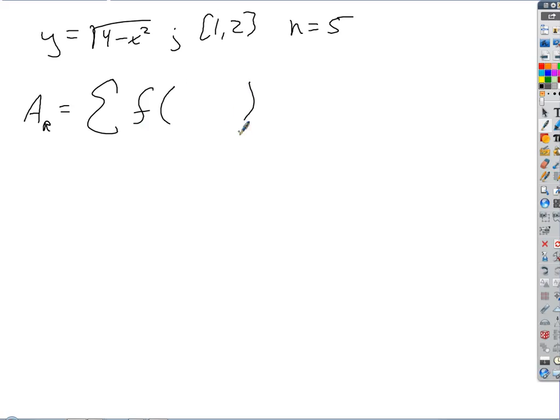F of x sub i, right? Which is what in terms of a and b? x sub i is a plus i delta x, times delta x, right? As i goes from 1 to 5 in this case. Okay, what's delta x going to be? 1/5. 2 minus 1, the width of the interval is 1, divided by 5. Everybody agree? So delta x equals 1/5.